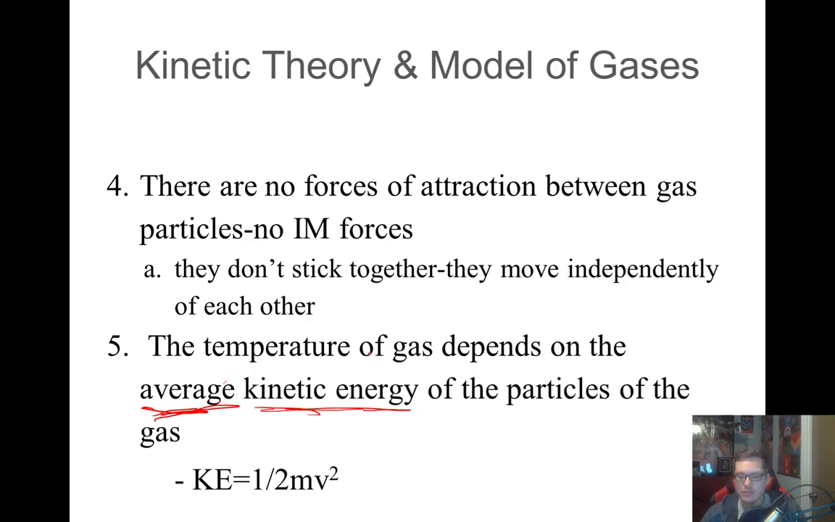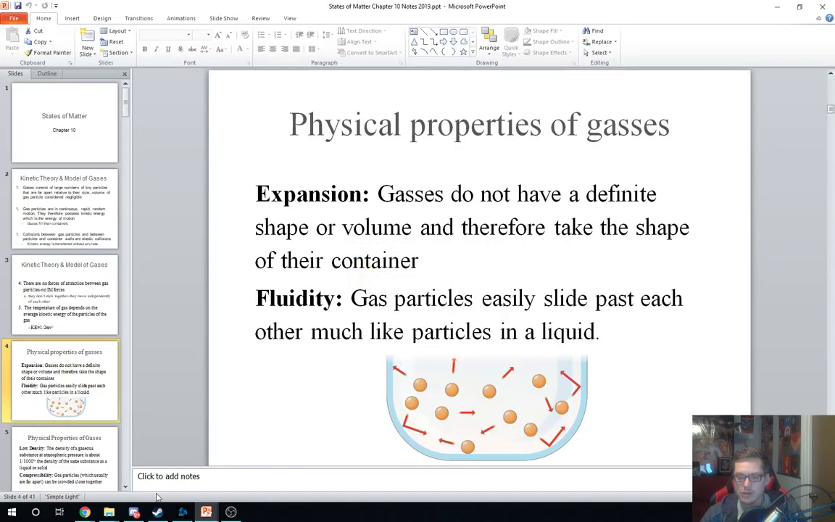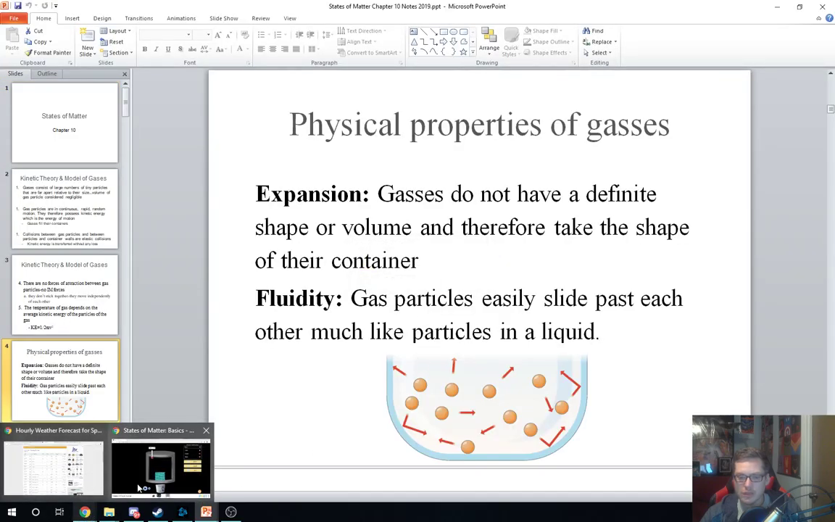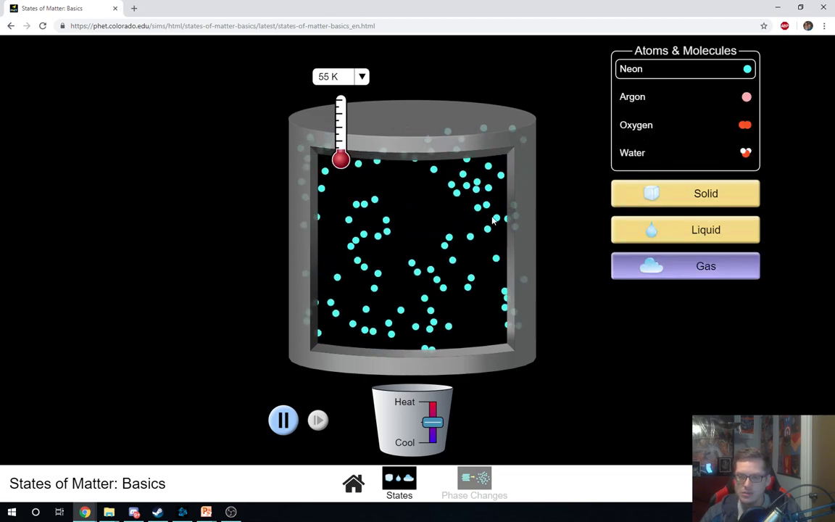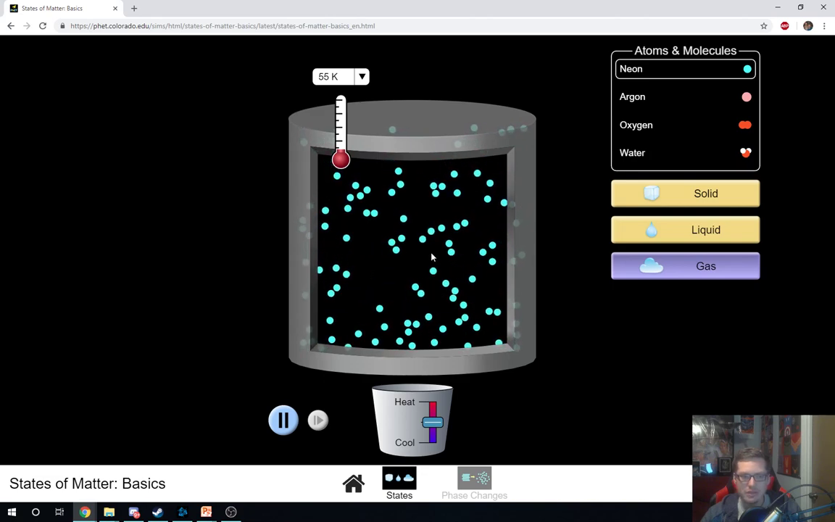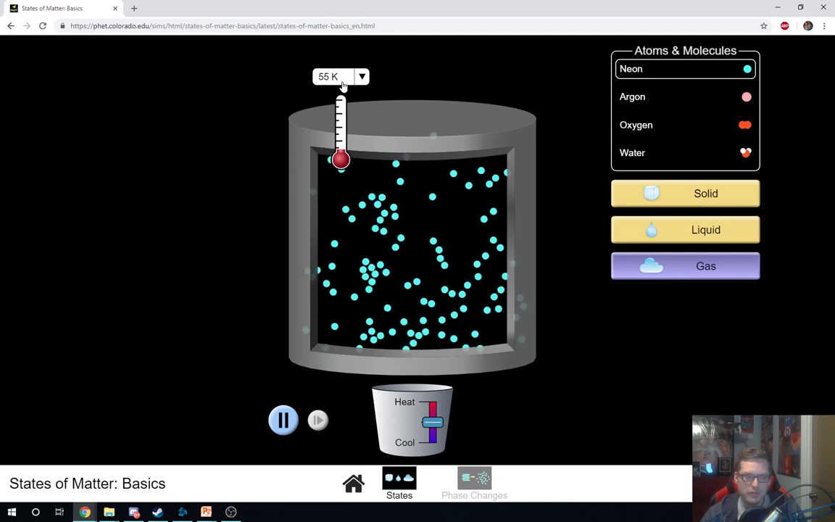All right, so to give us a better idea of what this all looks like, we're going to look at this thing over here. This is the PhET States of Matter, and here we've got a solid neon solid. So we're going to jump to neon gas. Here are our gas molecules, and they're bouncing around in here. You can see we're at a really low temperature, 55 Kelvin.